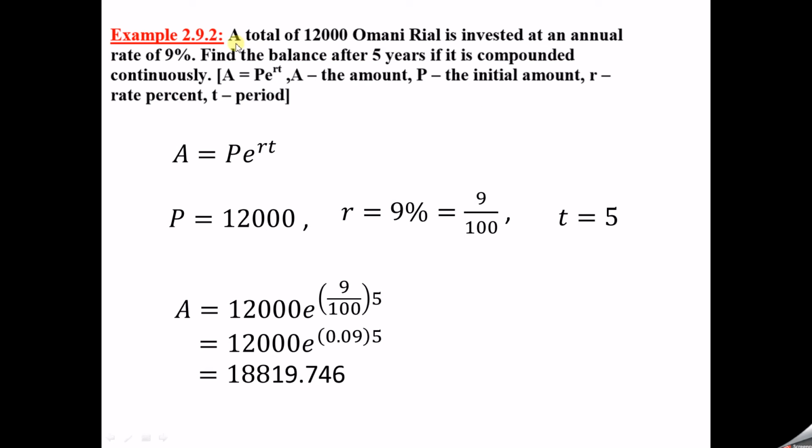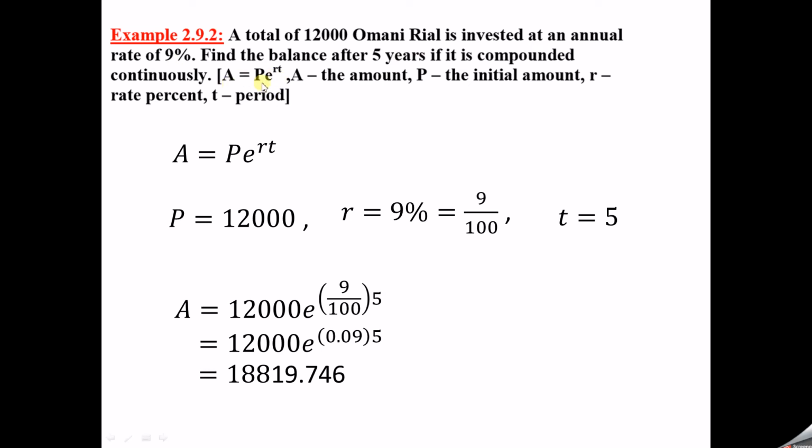Let us read this example. A total of 12,000 Omani Rials is invested at an annual rate of 9%. So some investment is made. We are investing 12,000 Omani Rials, and the rate of interest is 9%, which is nothing but 9 by 100. Find the balance after 5 years if it is compounded continuously. So if we keep an investment of 12,000 for 5 years with the rate of interest as 9%, we have to find the amount after 5 years.